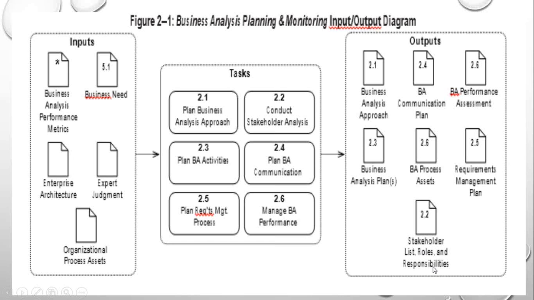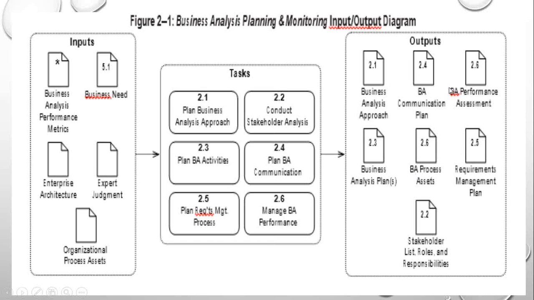We get A to Z from the stakeholder perspective. Then we have the business analysis plan, how we are planning to do the business analysis. Then we have the communication plan ready for the BA. We have a performance assessment. We have a requirement management plan. And then we have a process asset.